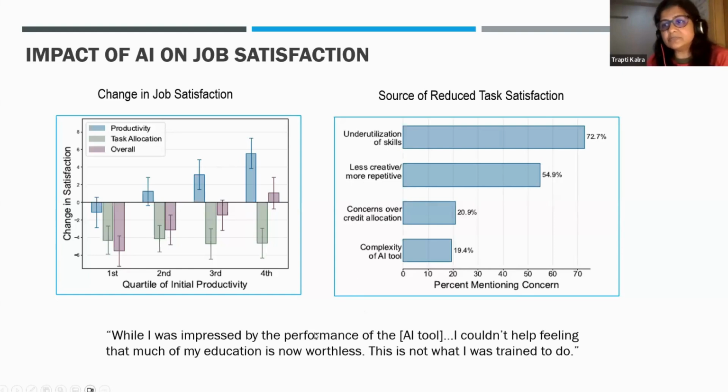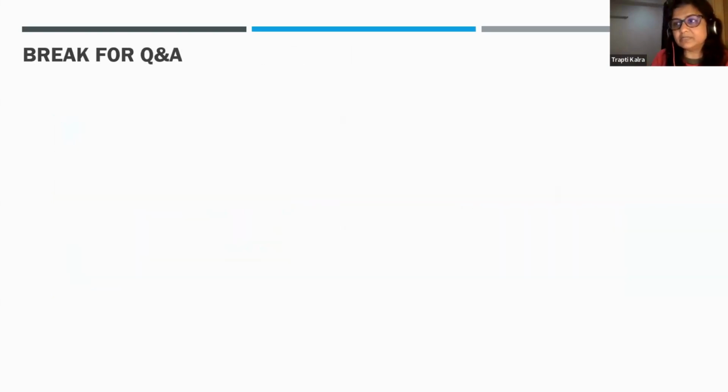And there's one scientist who said that while I was impressed by the performance of the tool, I couldn't help feeling that much of my education is now worthless. This is not what I was trained to do. So that was one of the statements made by the scientists. I thought this is a very interesting aspect, or a societal aspect of AI in general, and I just thought it would be interesting to share with everybody. With this, we can have a small break in case there are any questions, and then I'll be showing a demo of one such capability.